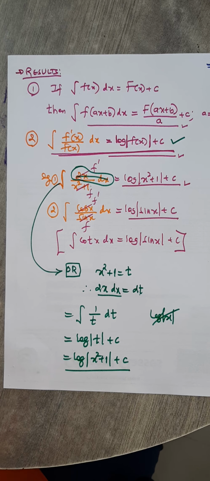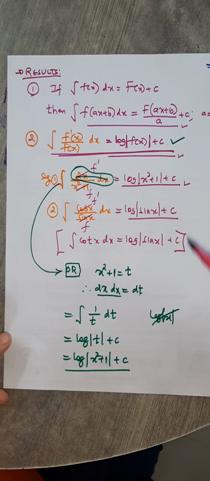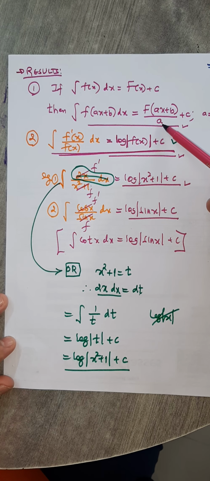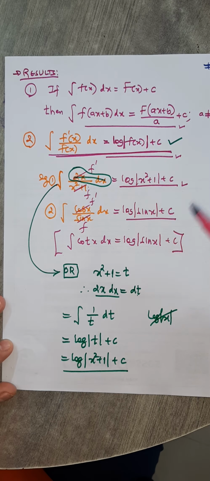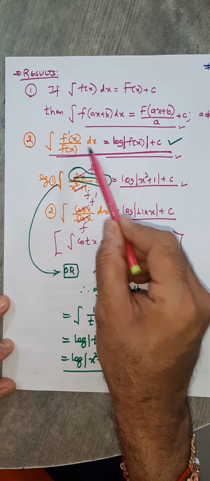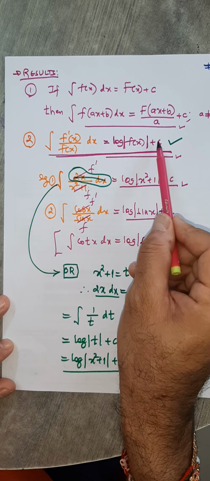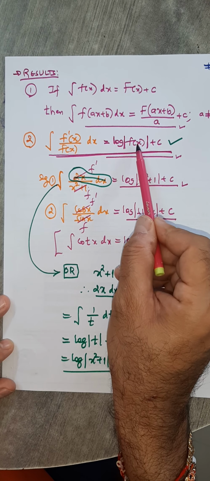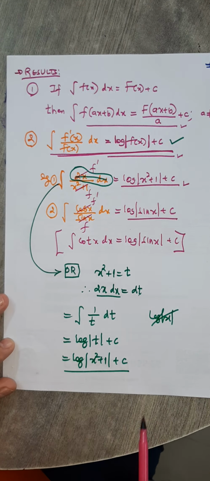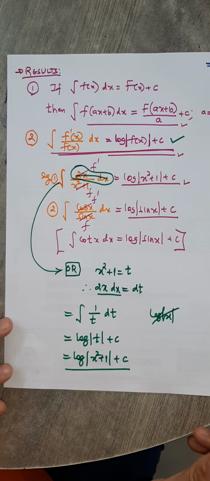So two important results. Number one, if a function is composed with a linear function, then upon the coefficient of x, if you have f dash upon f, then the answer is log of mod of the denominator function. Log of mod of the denominator function. Okay, and this is the way of doing it.